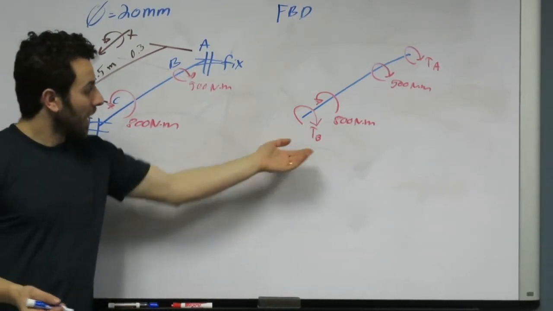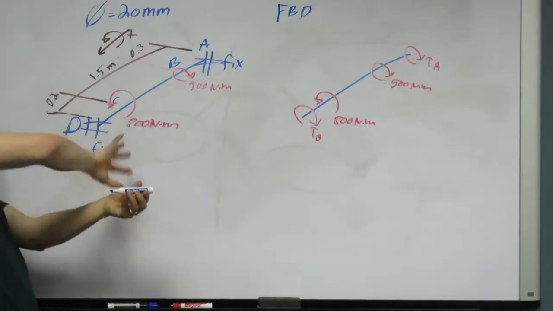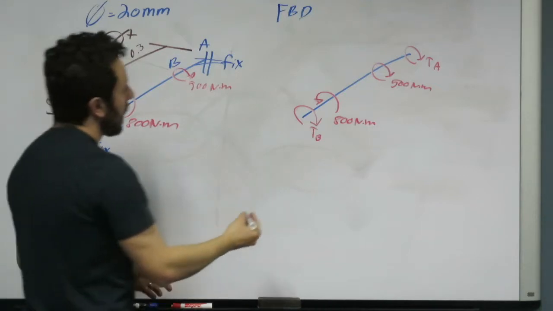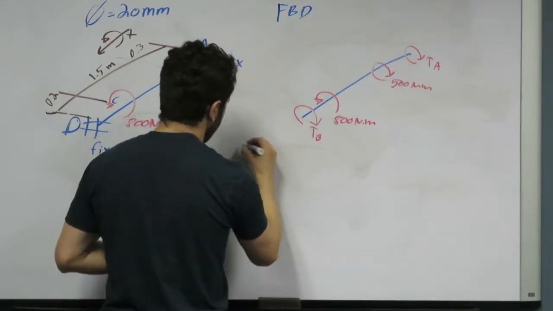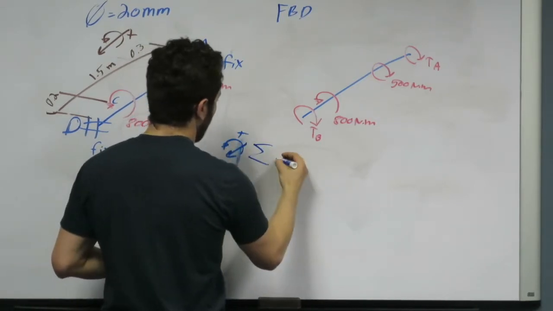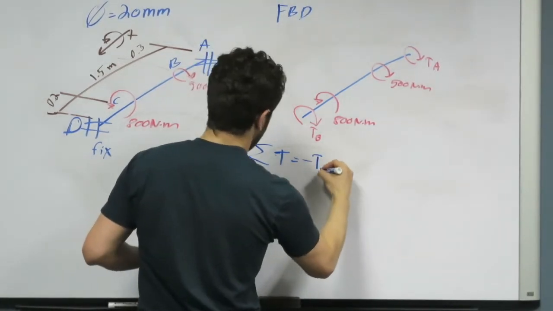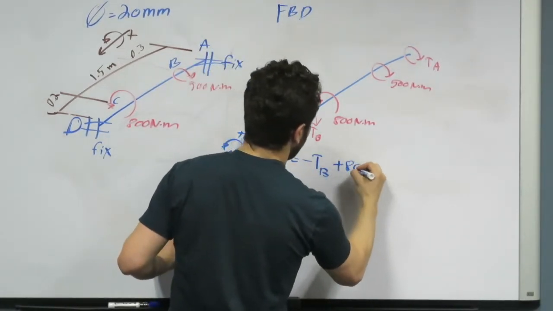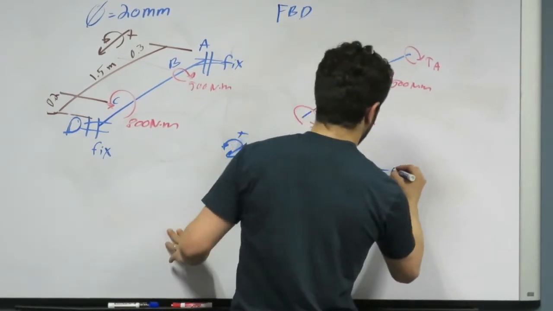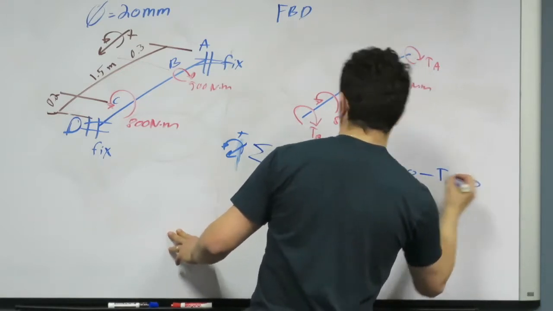So if we do the free body diagram here, assuming this way, going this way, so the same direction as 800 newton meters is positive, we get negative TB plus 800 minus 500 minus TA equals 0.